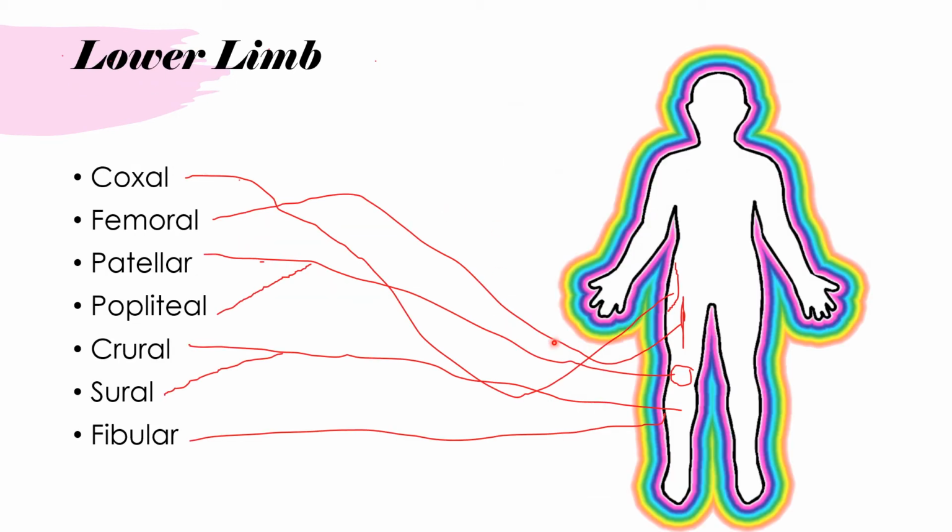Your lower limb has the coxal region, which is here, which is your hips, the femoral region, which is your thigh, the patellar region, which is the anterior part of the knee, the popliteal region, which is the posterior part of the knee, the crural, which is the anterior part of the lower leg, the sural, which is the posterior part of the lower leg, and the fibular, which is going to be the lateral or outside of the lower leg.